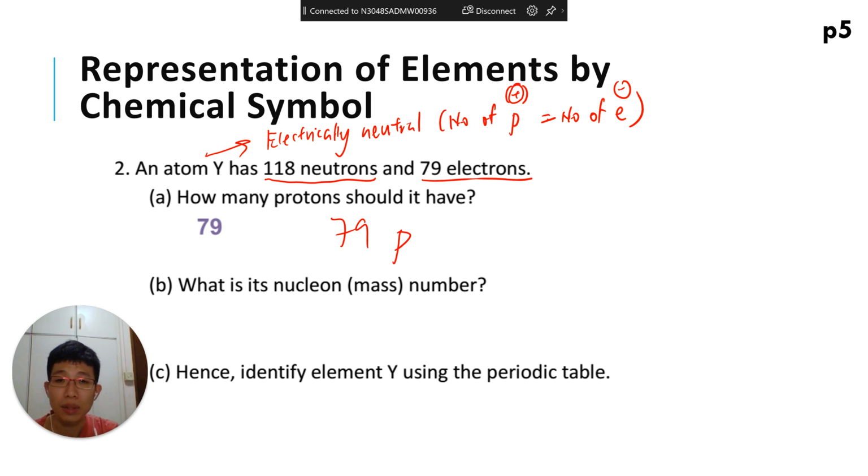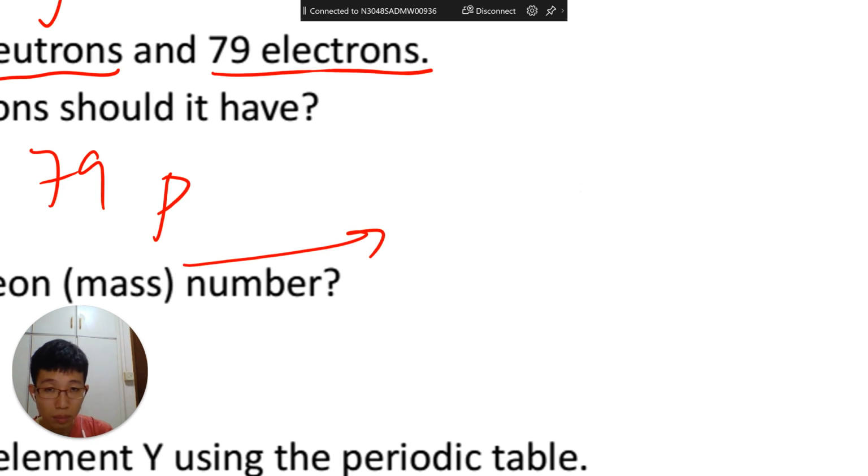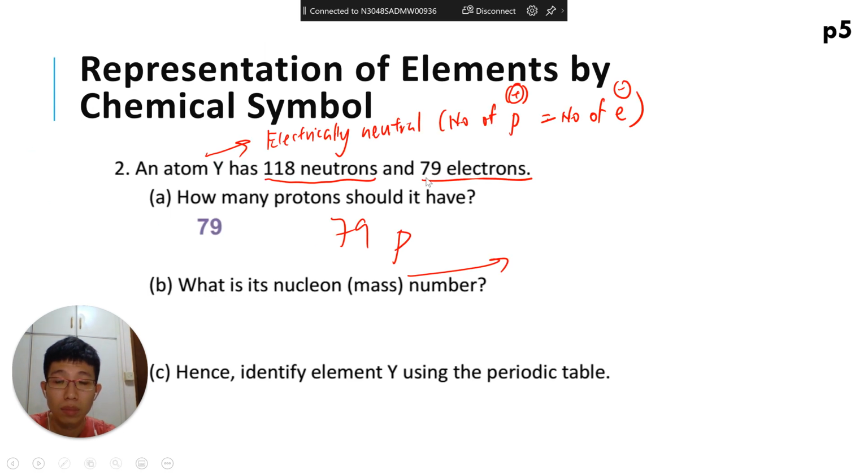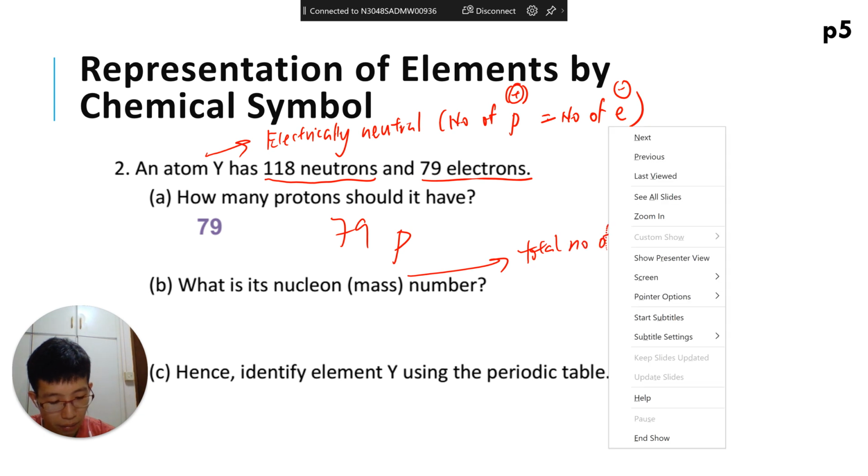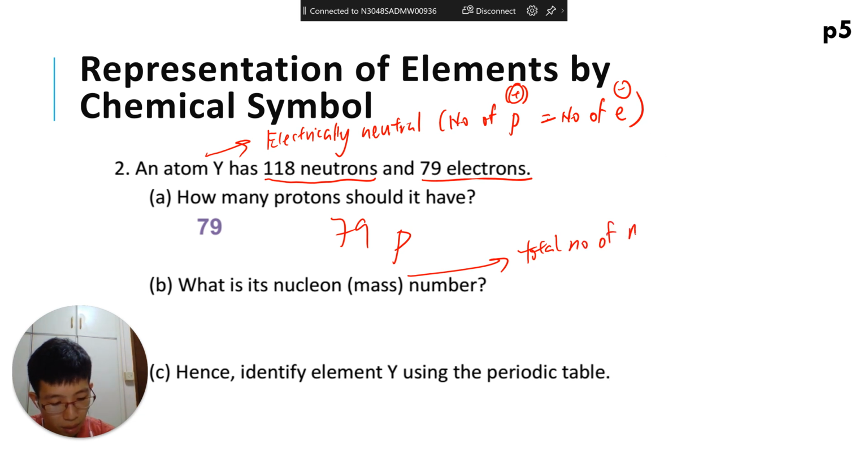So what is its nucleon number? The word nucleon number or relative atomic mass means the total number of neutrons plus protons. Since we have gathered the number of protons in the first part, we can just take 79 plus 118, which gives me 200.